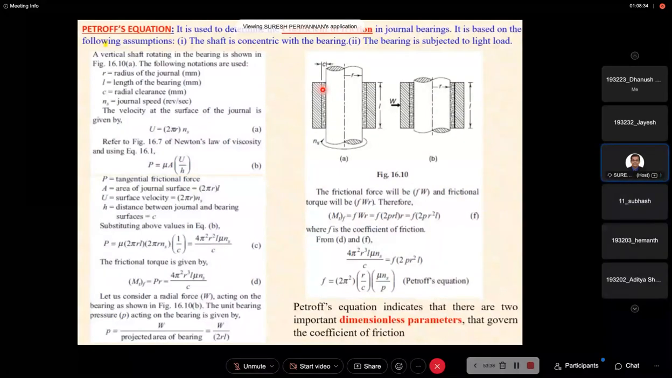Okay. Now first we have considered the tangential force for finding the frictional torque. Now next we are considering bearing pressure. What is the bearing pressure here? See here, the load is acting here radially, W, due to bearing pressure here. Now what is this? This is a projection area. What is the projection area? R into L. This is 2R into L. This is D into L. This is a projection area, D into L.